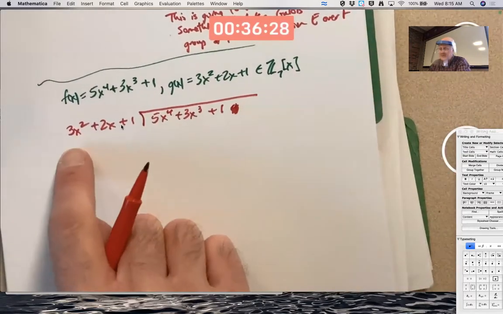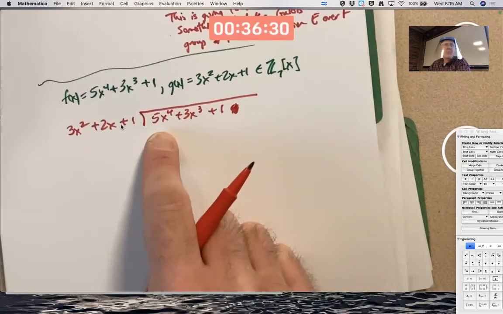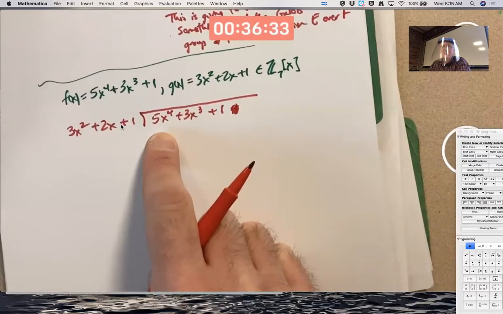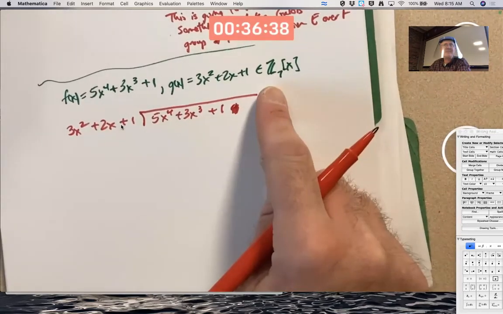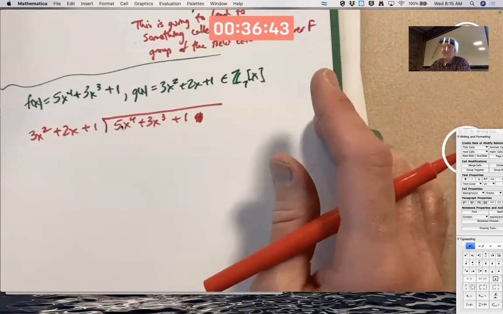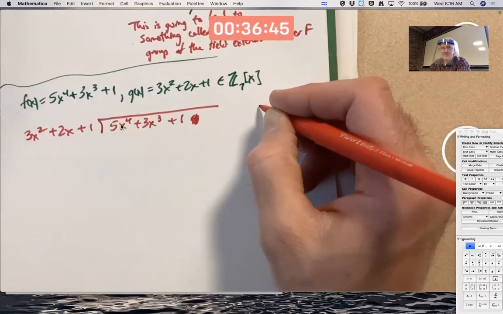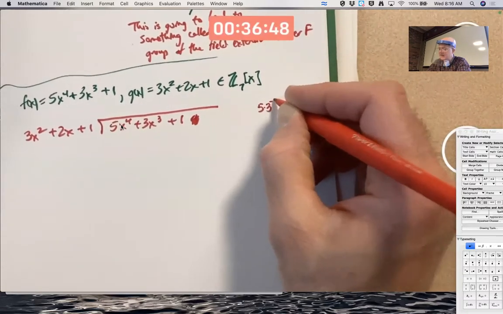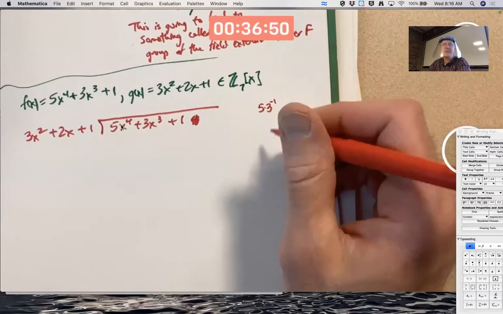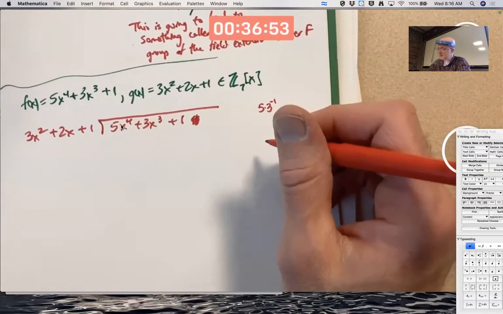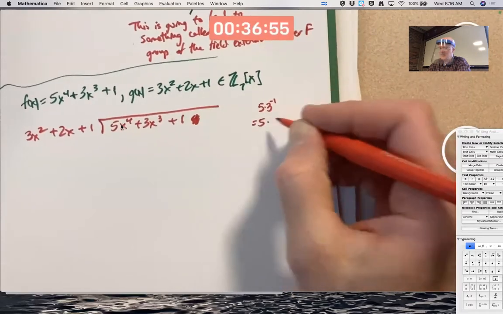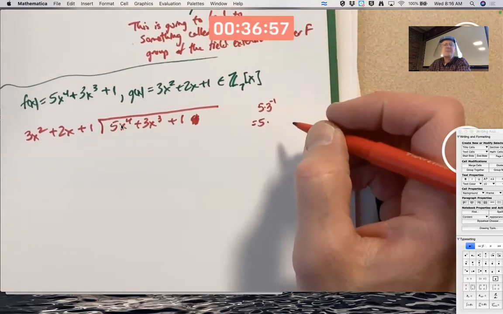Then ask, what do I need to multiply 3x squared by to get 5x to the fourth? The answer is not 5/3 x squared, because 5/3 is not in Z7. Though we could think of the coefficient as being 5 times 3 to the negative 1 in Z7, where 3 to the negative 1 is the multiplicative inverse of 3 in Z7. What is that multiplicative inverse? Do some experimentation. What can I multiply 3 by to get 1 when I do mod 7?